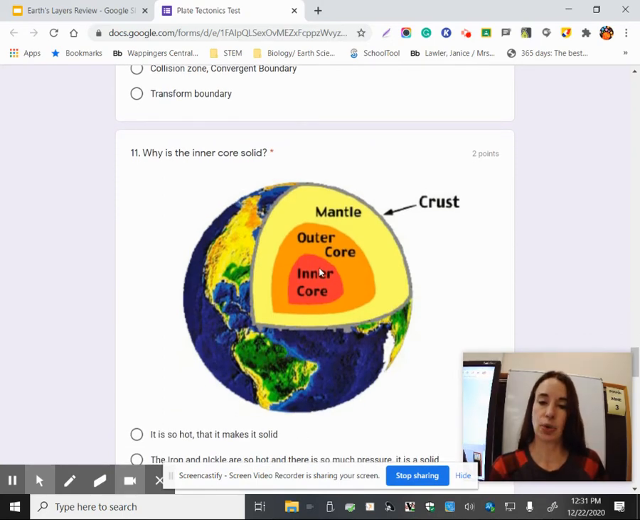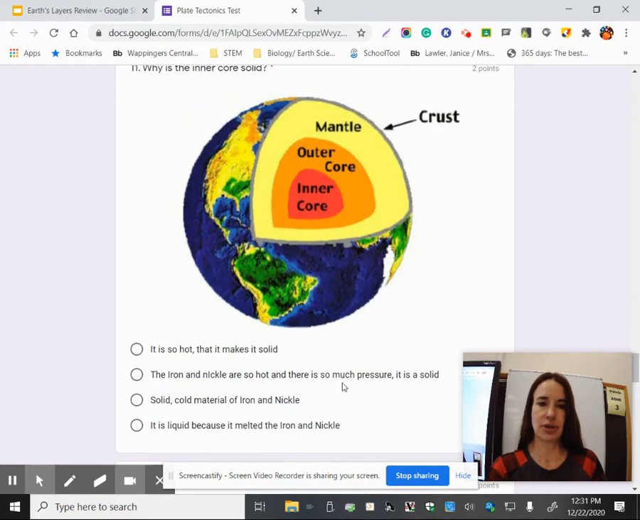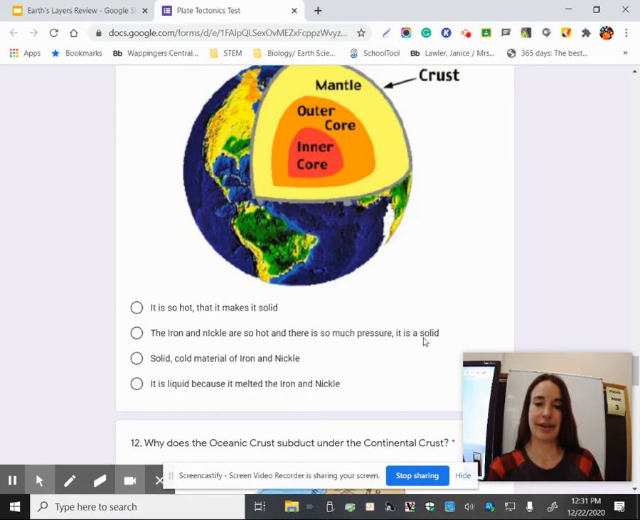Number 11, why is the inner core solid? Is it so hot that it makes it solid? Is it iron and nickel, so hot and there's so much pressure that it is solid? Is it solid, cold material of iron and nickel? Or is it a liquid because it melted iron and nickel? So going back to the question, why is the inner core solid? Make sure we know why that is. You could also go back to the diagram, this Earth Layers Review.